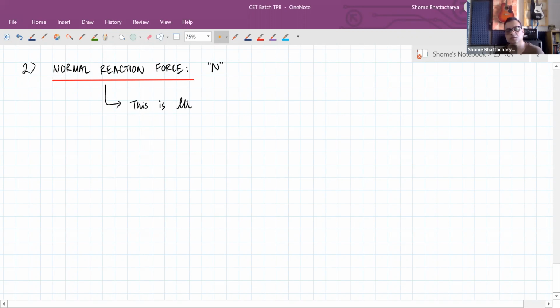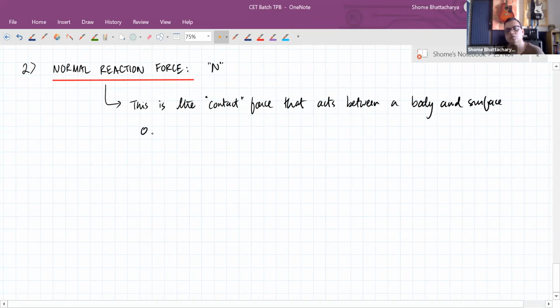So, normal reaction force, this is the contact force that acts between a body and a surface, or two bodies in contact, in the direction perpendicular to the plane of contact.